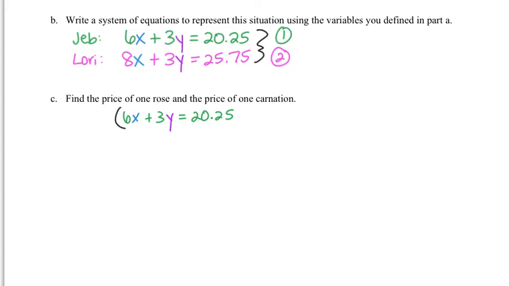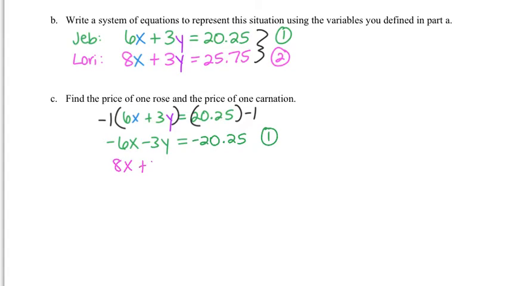So there's Jeb's equation. We're going to multiply everything on both sides by negative 1. So that becomes negative 6x. Then we take negative 1 times 3y, which is negative 3y, equals, on the right side, 20.25 times negative 1 to get negative 20.25. All right, so that's our new equation number 2, and we have to add it to Lori's equation.